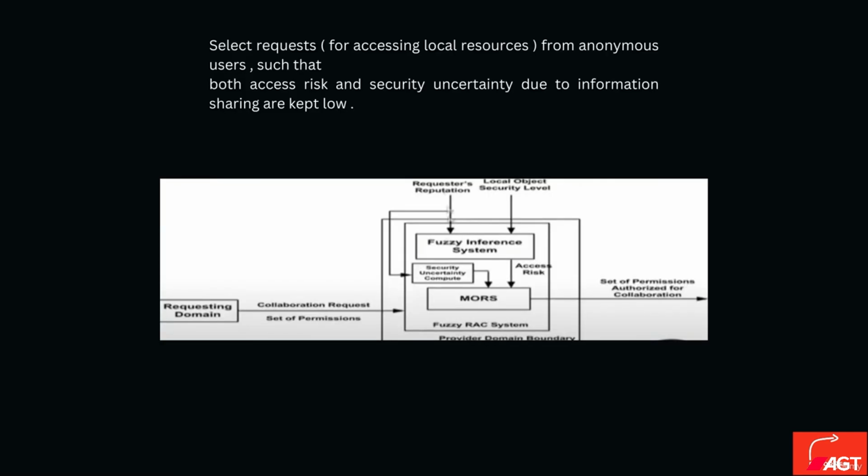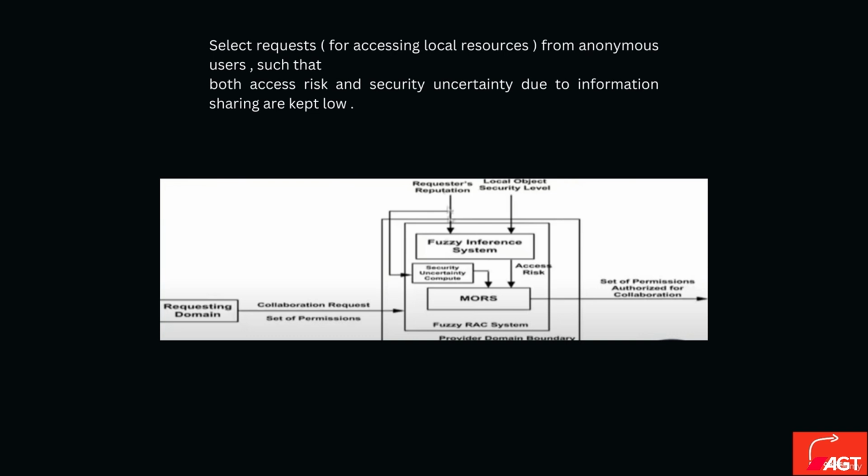Methods used in a shared cloud environment to guarantee secure access to local resources. Let's talk about how to build up rights for anonymous users depending on their reputation and local object security level using a fuzzy inference system that tracks requests. By allowing permitted access to users in accordance with their level of authority, request type, and reputation, the system seeks to lower access risk and security uncertainty.